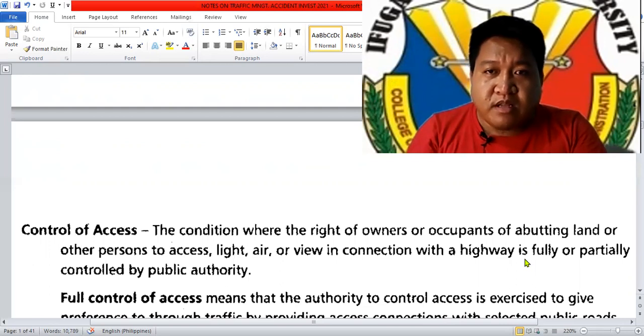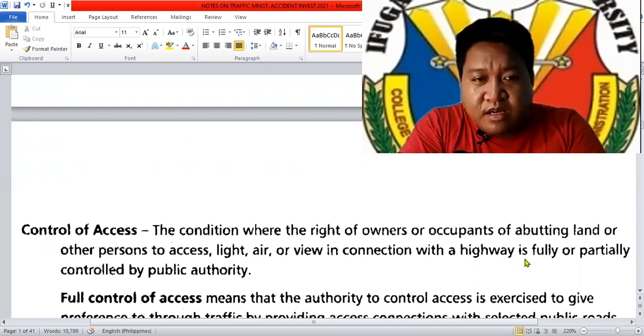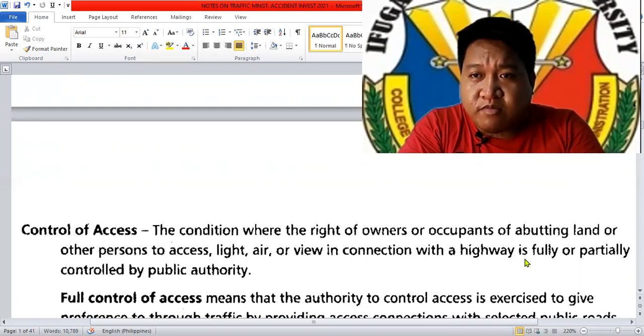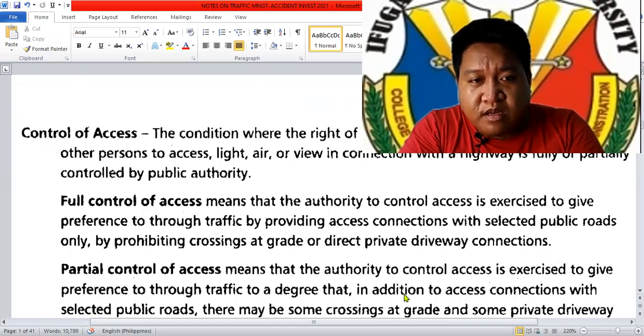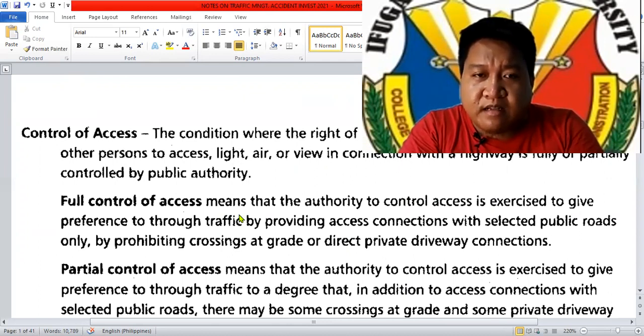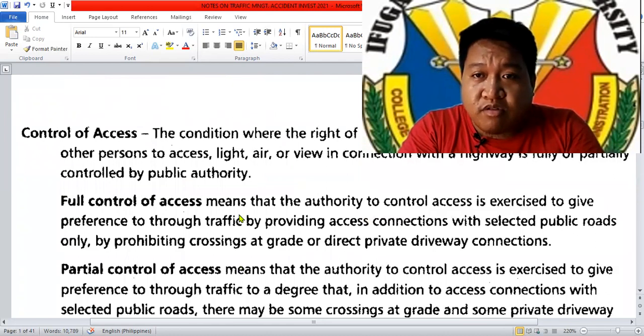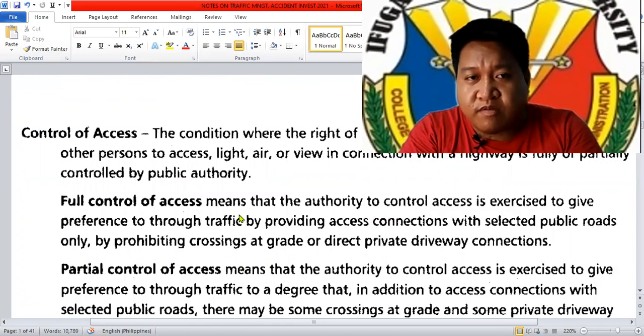It may be controlled by the private company, for instance, but still the local government has control as far as traffic management is concerned. So that is partial control of access. Then if it is full, that the government is the one controlling that way, then it is a full control of access. Okay? So, importanteng malaman yung control of access. Kaya hindi ka pwedeng papasok because you have no right of way for that matter.